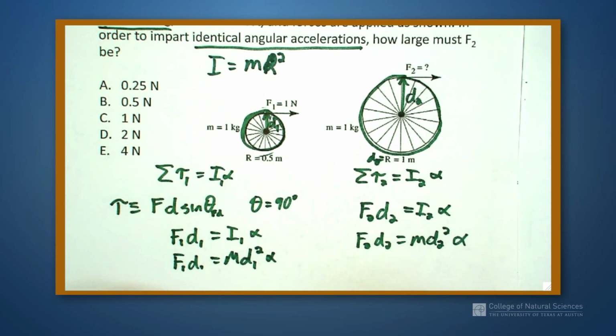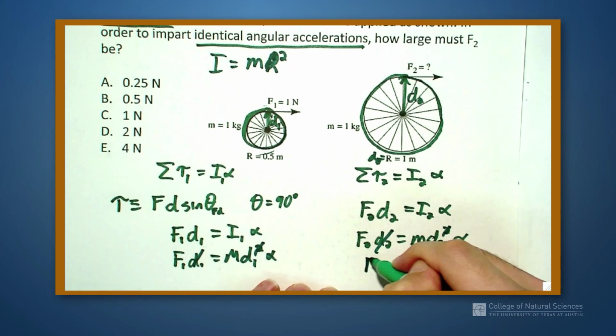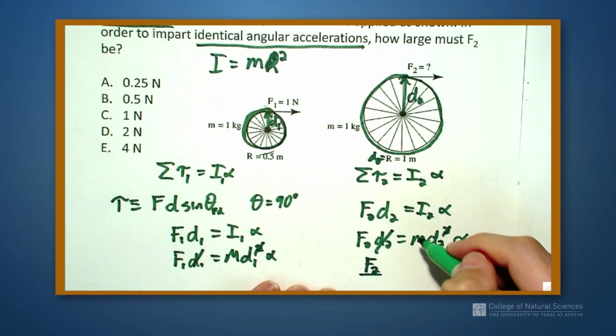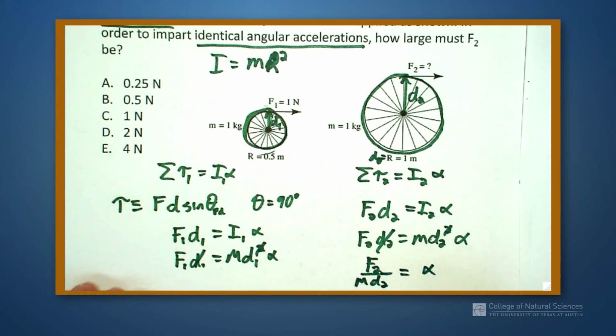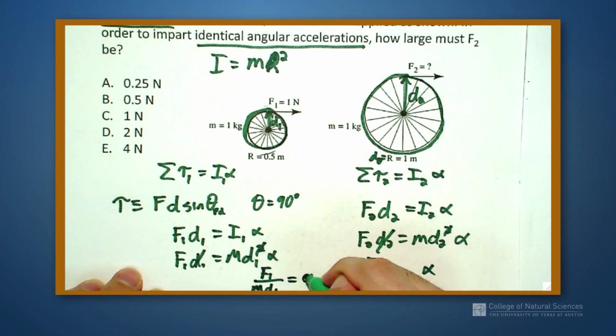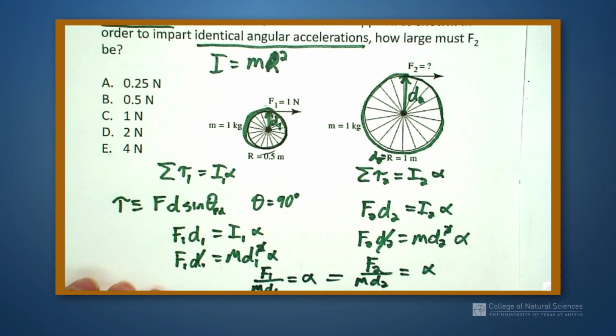So something interesting happens in these cases. I see that one of my distances will cancel with one of my distances. d2 will cancel with d2. So I get F2 over m d2 is equal to alpha, and F1 over m d1 is equal to alpha. And if they're all the same, they have to be all equal to each other.